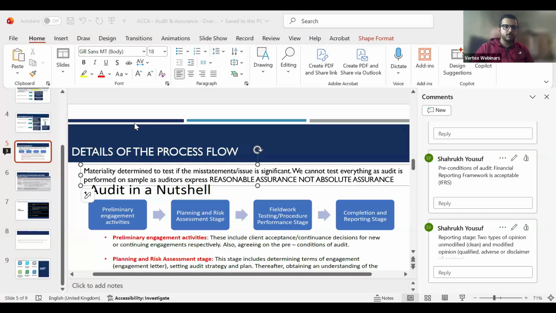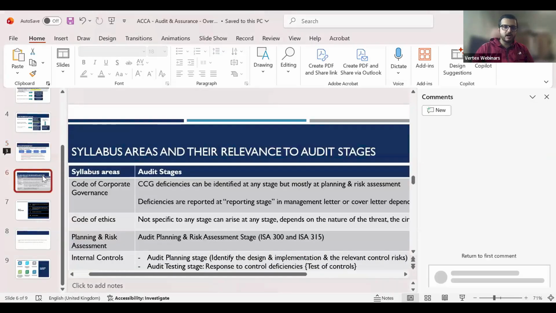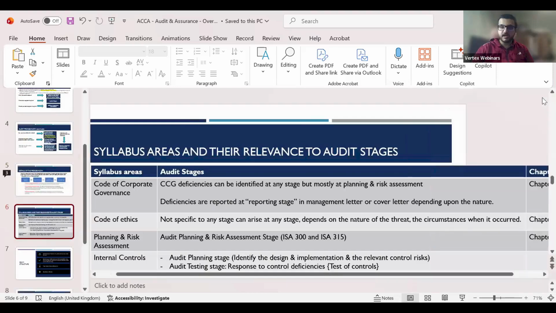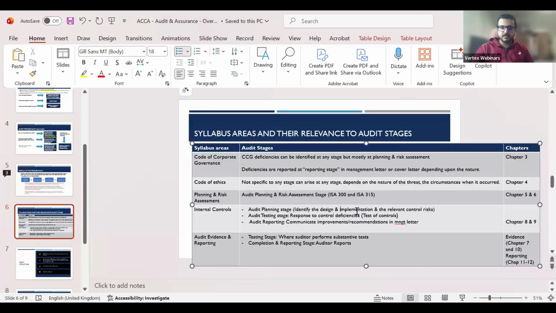Now, moving forward, this is how our course looks. This is the course outline: the syllabus areas and their relevance to audit stages. This is the reason why we designed audit stages and the process flow in the earlier slide, so that we can create a link between your syllabus areas and the audit stages, and your chapter numbers and their references. Okay.